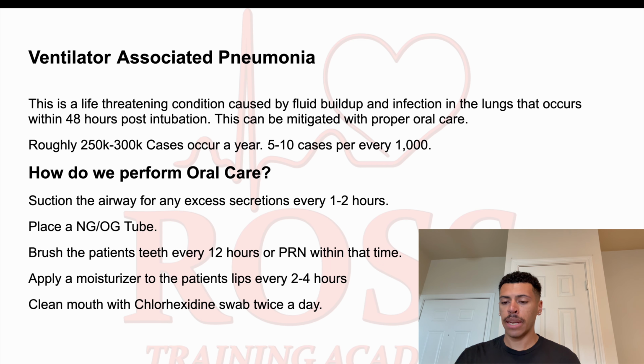And so when we're looking at oral care, what does that mean? What are we doing? So we're going to go ahead and start suctioning the patient's airway for secretions every 1 to 2 hours or more as needed. We're going to go ahead and place an NG tube just so that the stomach contents can't come back up and out. Brush the patient's teeth every 12 hours, or break that time up, maybe do every 3-6 hours, just as needed, but a minimum of every 12 hours. We're going to go ahead and apply moisturizer to the patient's lips every 2 to 4 hours, and then clean the patient's mouth out with a chlorhexidine swab twice a day at a minimum.